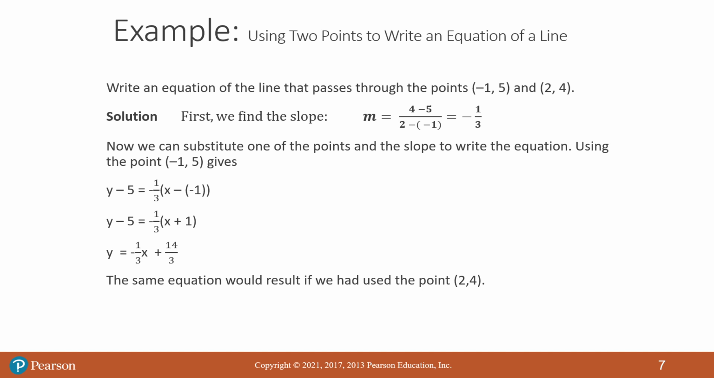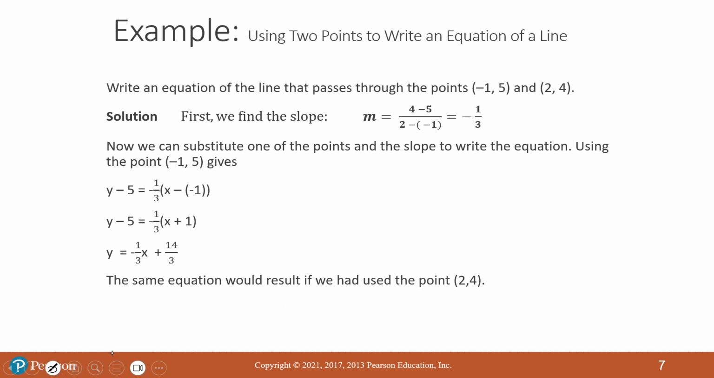Now, let's use 2 points to write the equation of a line. So we need to write an equation of the line that passes through the points -1, 5 and 2, 4. Okay, so first we need to find the slope, because regardless if we were doing it in slope intercept form or if we're doing it in point slope form, either way we need the slope. So let's find the slope first.